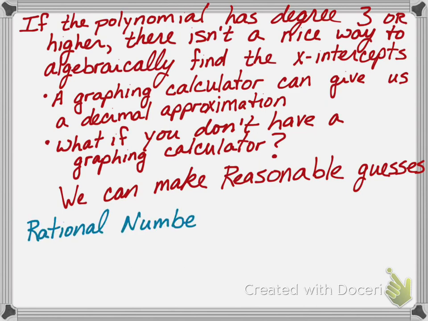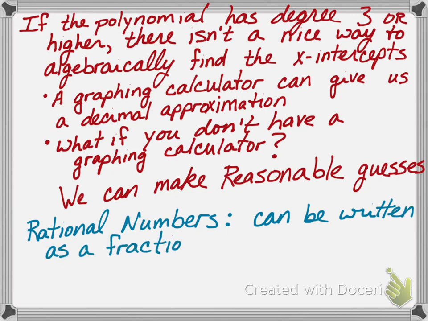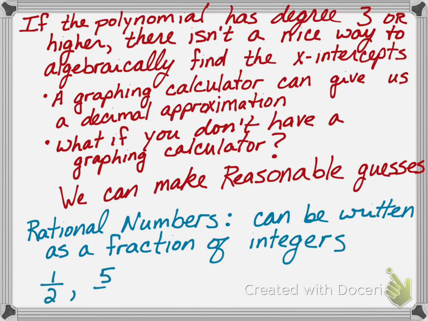So rational numbers are numbers that can be written as a fraction of 2 integers. Examples of rational numbers include a half, 5/3, negative 2/7, and even 3 is a rational number because we can write 3 as 3 over 1. You could write it as 6 over 2. Doesn't matter, it's 2 integers in a ratio. That makes it a rational number.